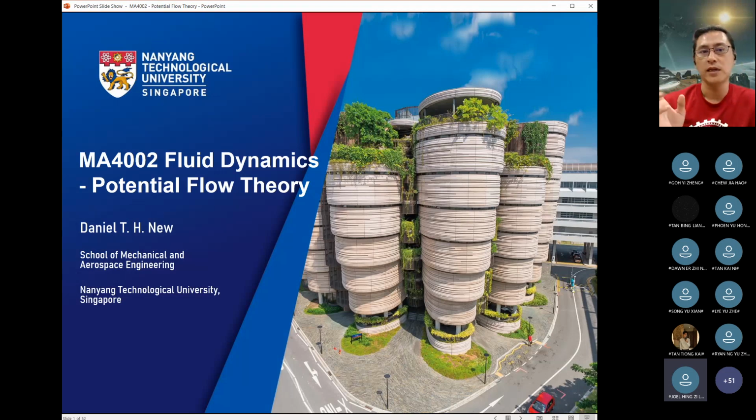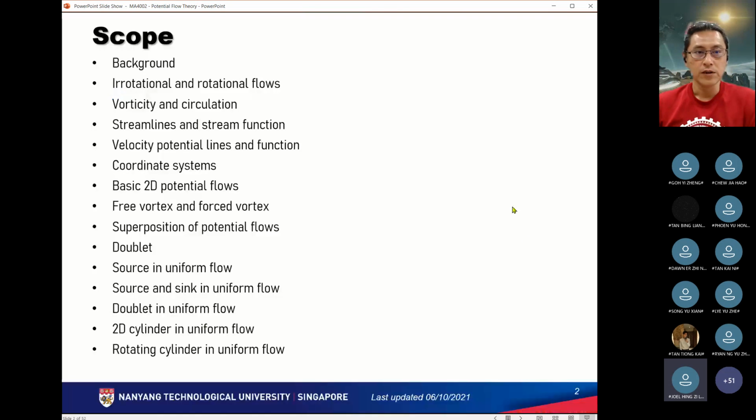Sometimes, if the scenario that we're dealing with can be described more or less by potential flow theory, the formulas are there for us to apply and get some estimates relatively quickly. So the key thing when it comes to potential flow theory is we have to judge whether the flow scenario can use potential flow theory. There are limited scenarios where you can use it. This is the scope.